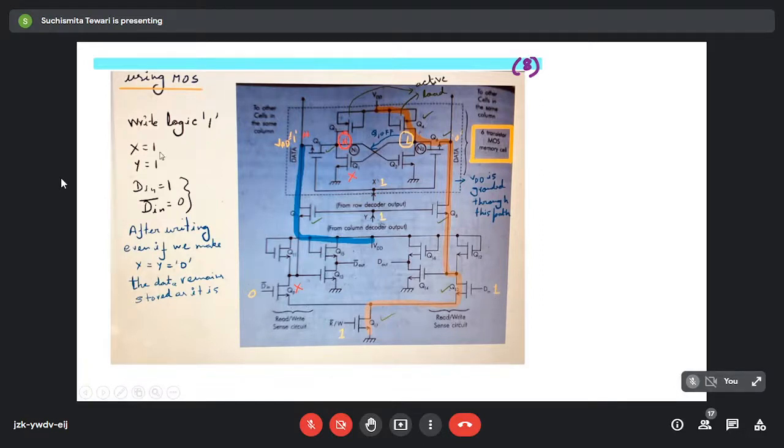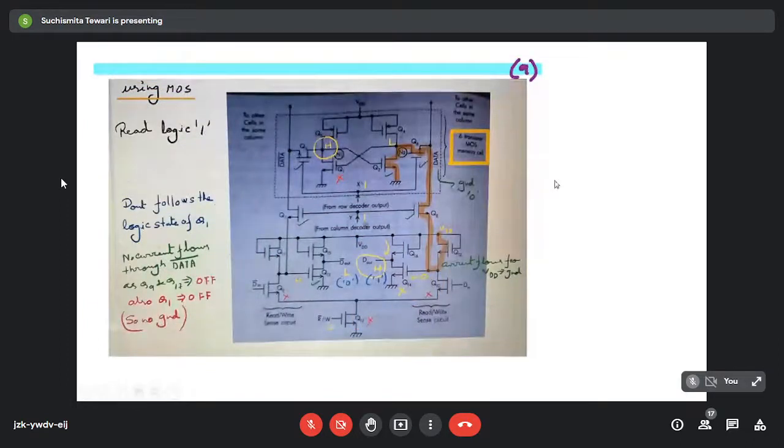If instead of 1 we give this as 0, the same logic will be applied, only instead of this path, maybe this will be the path from VCC to ground. That you will check yourself: when instead of 1 you want to write 0, what will happen and what is the mechanism of this entire circuit then. So we have managed to write 1.